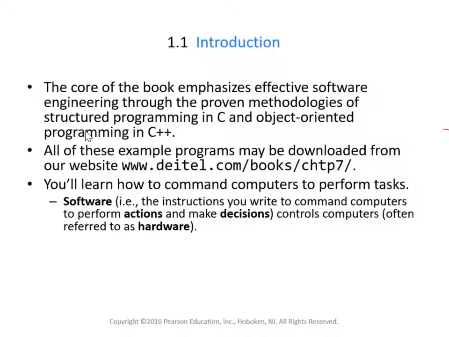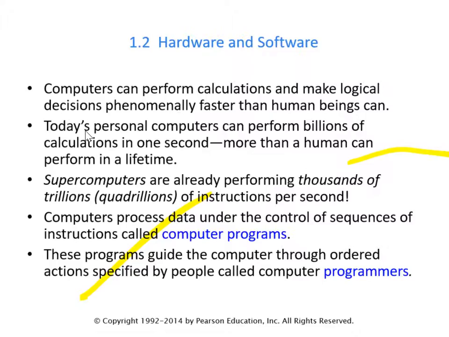So we're going to learn how to write commands to command computers to perform certain tasks. Software is a set of instructions. A program is something you're telling the computer to do. Computers can perform calculations and make logical decisions faster than most human beings. Computers can't think, but they can make decisions based on criteria which we give the computer program.